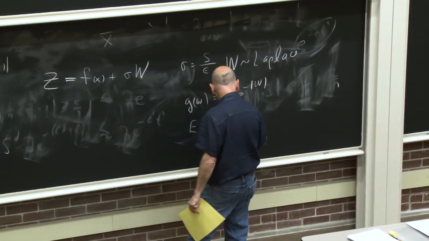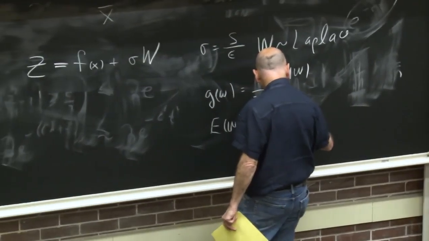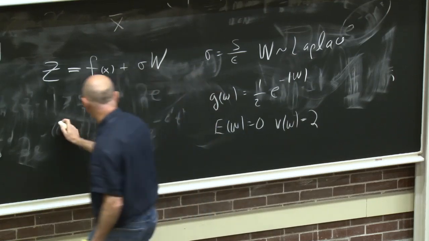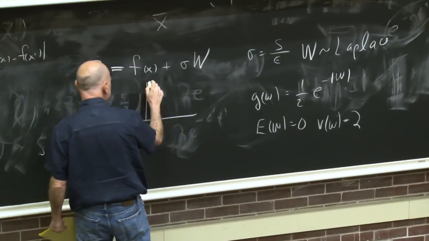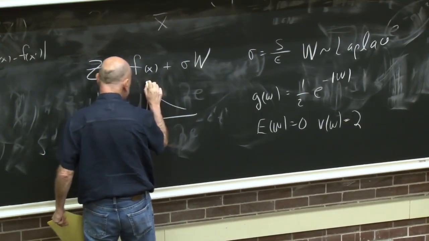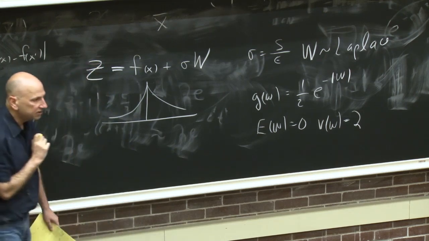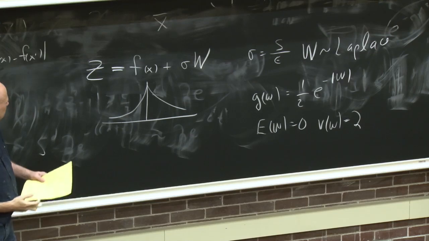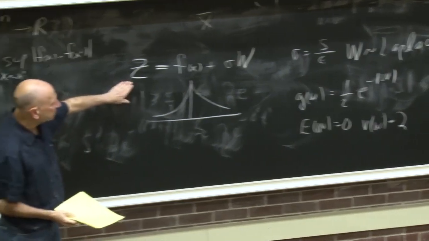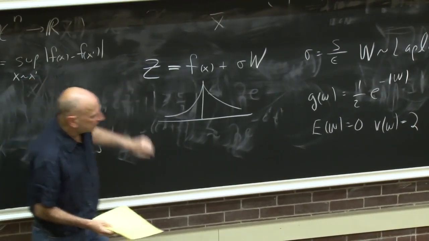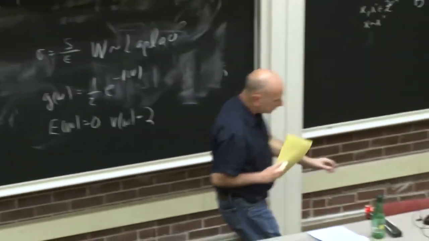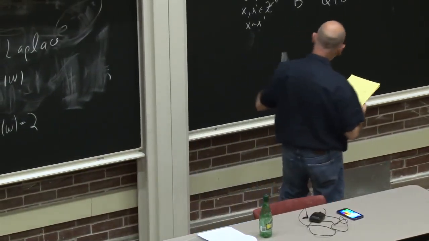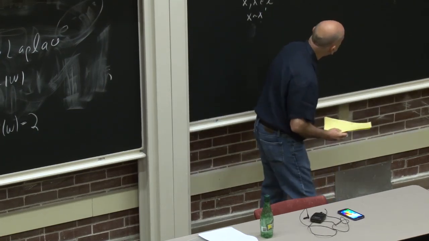It has mean 0. It also has variance. Was it 2? Right, yeah, variance is 2. It looks just like a Gaussian, except the tails die off a bit slower, and it's got this kind of peaked behavior at the origin. So I claim if I do this, we're going to satisfy differential privacy. Let's prove it, because the proof's very simple.